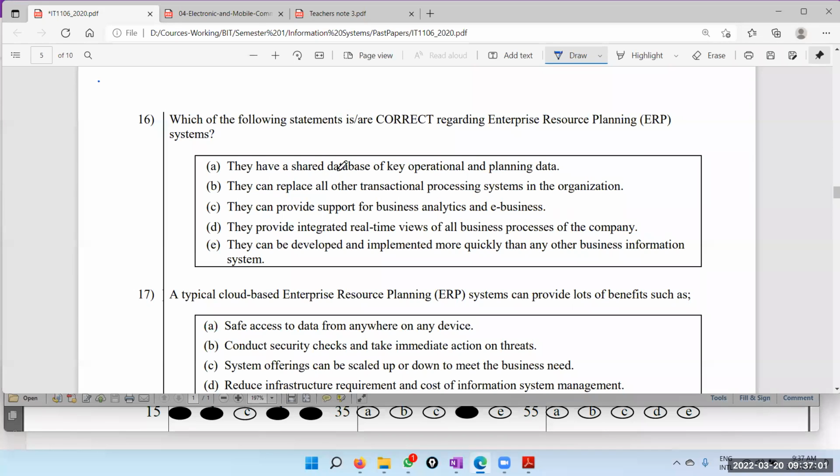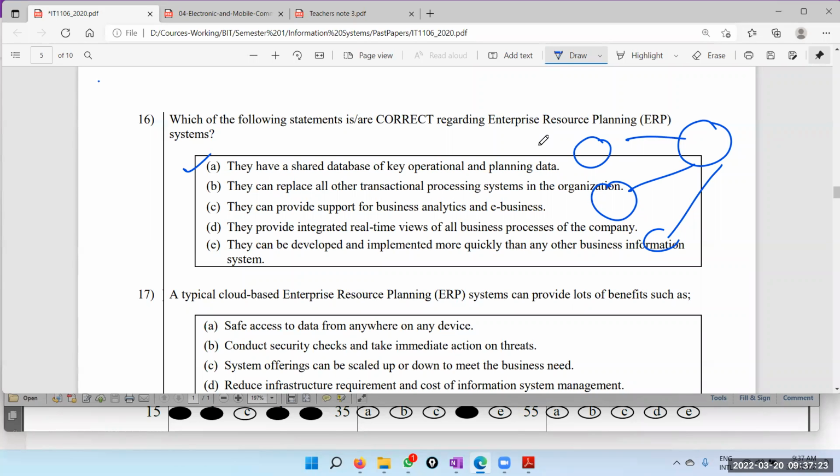They have a shared database of key operational and planning data. Yes, typically, all your ERP modules are connected to one database. Because that is why we say it's one big software.